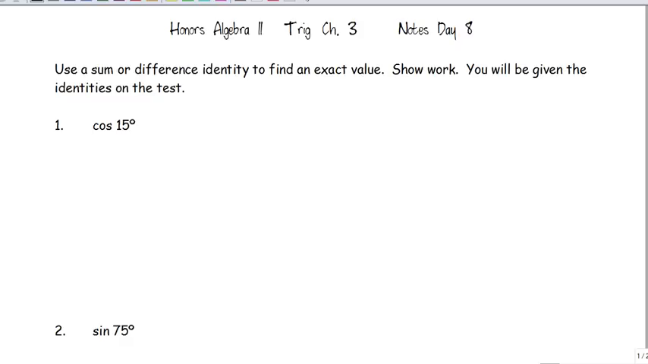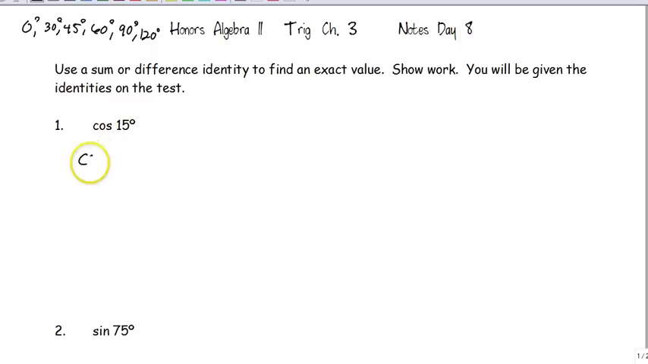So, first things first, we have the cosine of 15. So what you have to decide is, how can I get 15 using our numbers? And when I say our numbers, I mean the numbers of 0, 30, 45, and 60. And I guess 90 works too, and 120 and all that stuff. Because all these angles, we know, or should know, keyword is should, what cosine and sine are at those values because of our unit circle. So, what's one way to get 15?